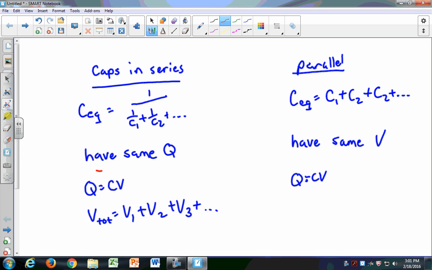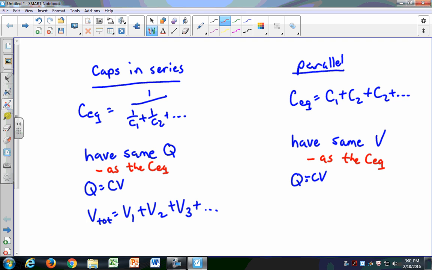And then just a little extra explanation here. Capacitors in series have the same charge. They also have the same charge as the equivalent capacitance. And capacitors in parallel have the same voltage. They also have the same voltage as the equivalent capacitance. I'll show you what that means. We'll do an example. Okay?